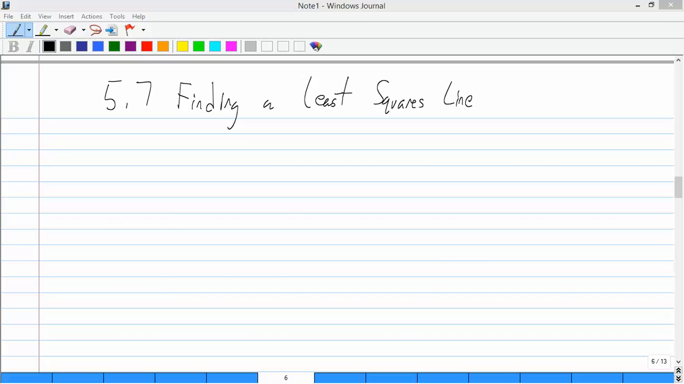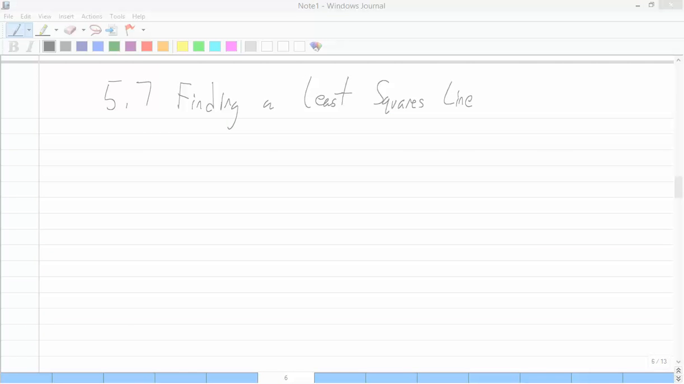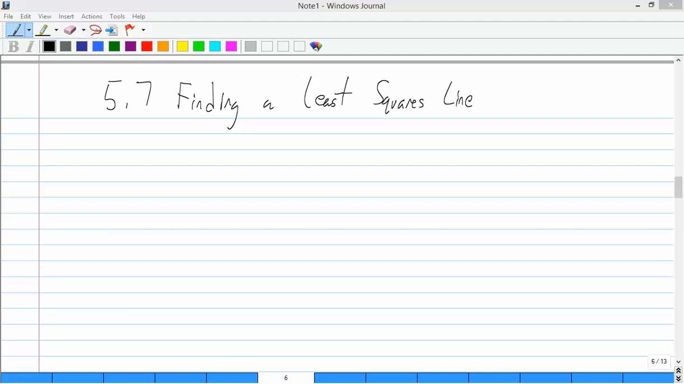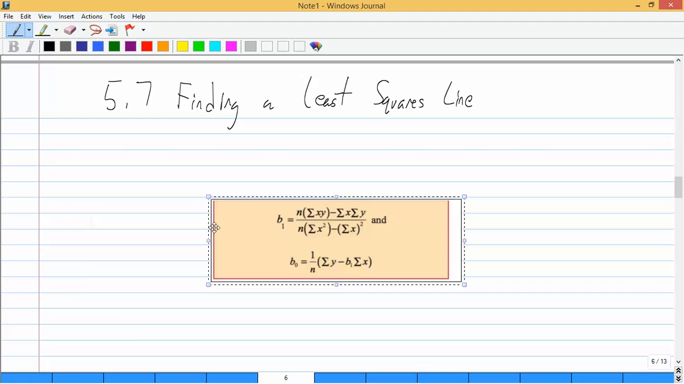Alright, so here is the formula that I was talking about. I mean, it's really not too bad if you break it down. It just looks a little intimidating and would take a while to calculate.